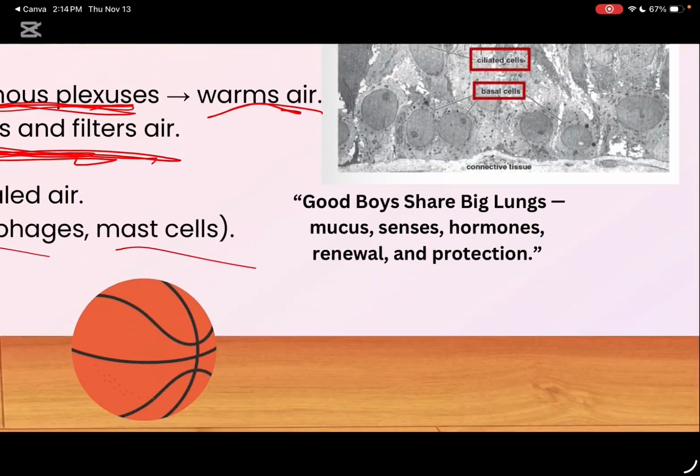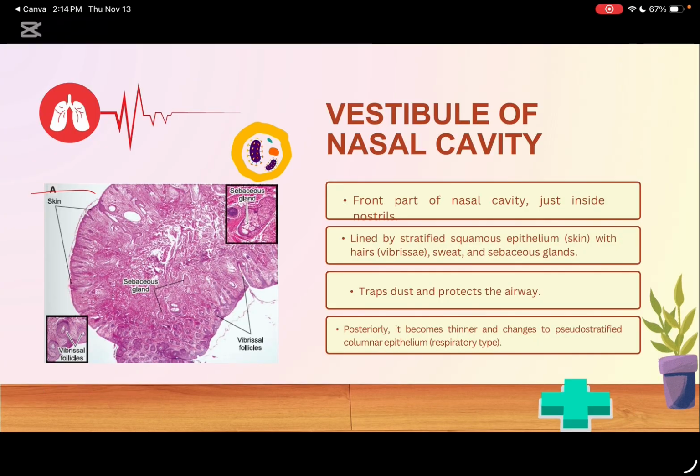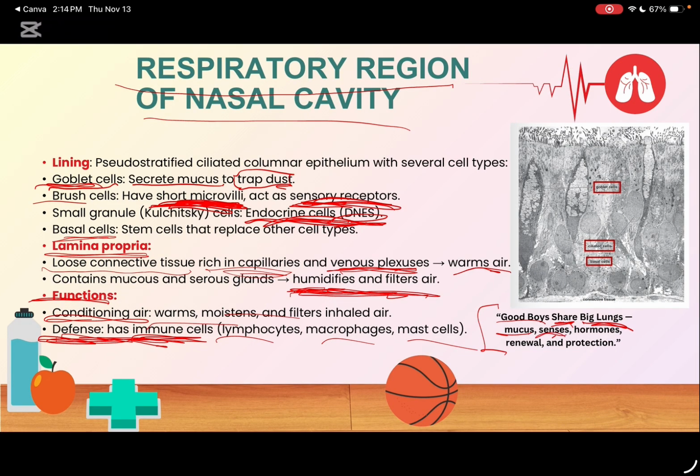As you can see, we have this nice mnemonic: Good boys share big lungs. What is mucus? Goblet cells. Sensory is what? Remember, brush cells. And hormones, the small granule cells, which I just want to call Kulchitsky cells because it sounds fancier. And renewal is what? The basal cells. Protection is the lamina propria.